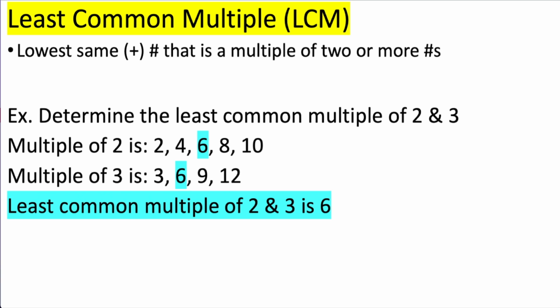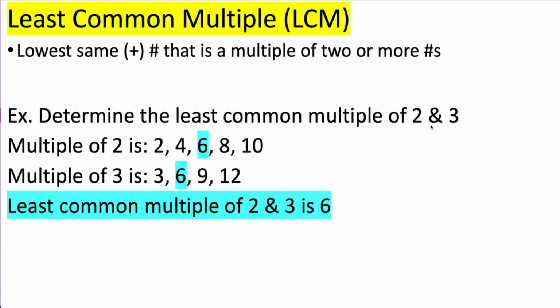Okay, in this video, we will go over least common multiple. With least common multiple, they're the lowest same positive number that is a multiple of two or more numbers. And we'll do an example. So first, this example says, determine the least common multiple of 2 and 3.